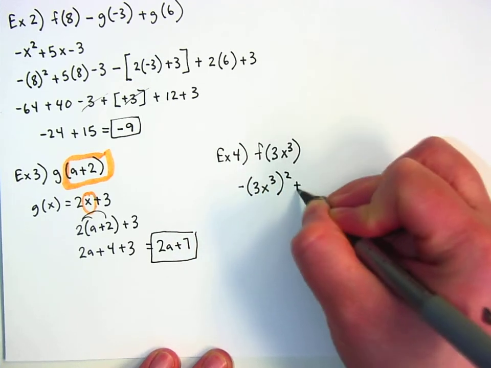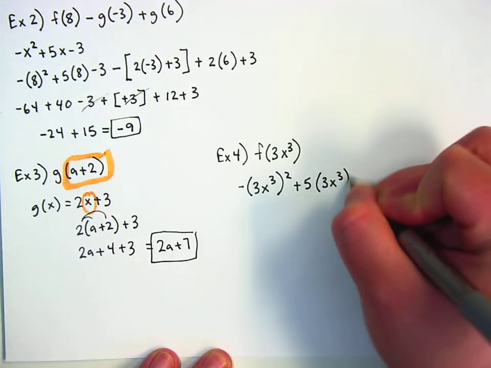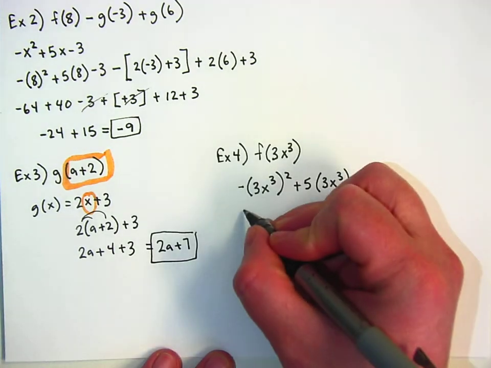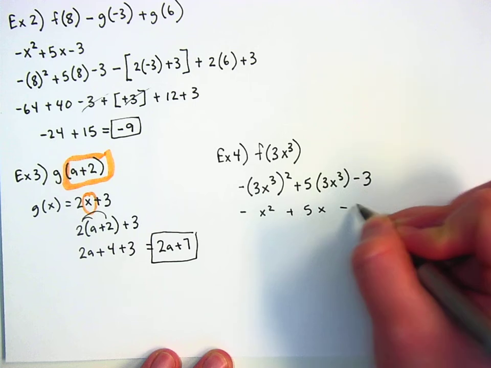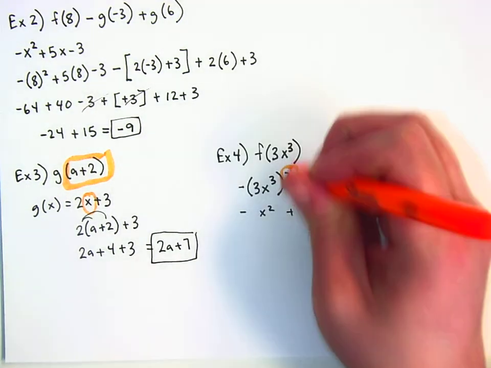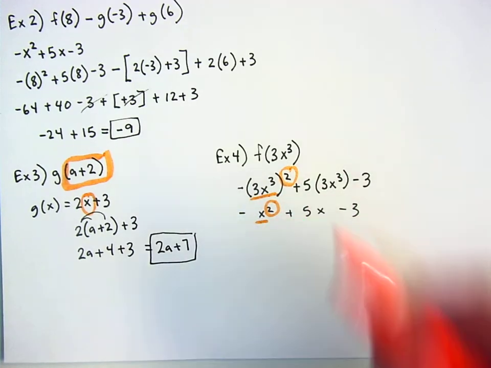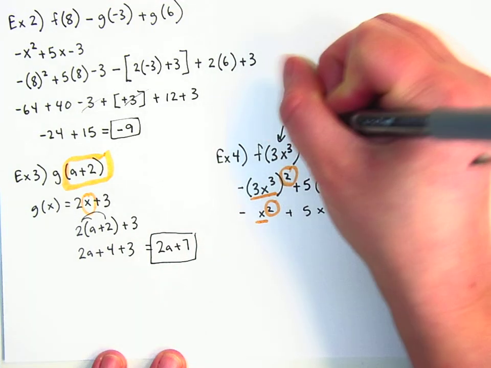the function, but every time I see an x, I'm putting in 3x to the third. So here, this is what the original function looked like. It looked like negative x squared plus 5x minus 3. So notice that this square is still out here, okay? All I replaced was that x, 3x to the third replaced the x, because this right here, that's the input.